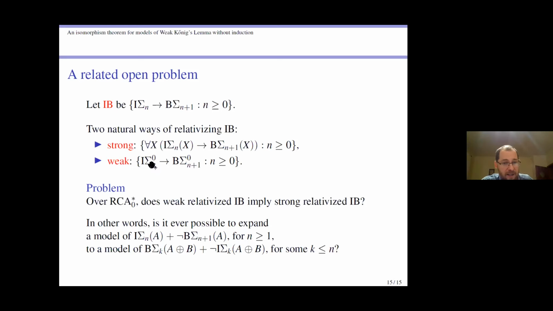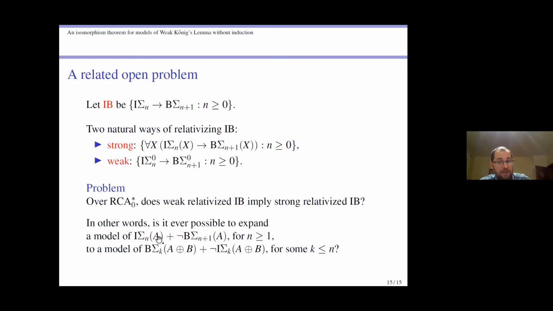So if sigma n induction holds relative to all sets, then sigma n plus 1 collection also holds relative to all sets, but there might be a set relative to which, say, sigma n plus 7 induction holds, and sigma n plus 8 collection fails. So we have this problem that we have not been able to solve so far, whether these two relativizations are actually equivalent. It would seem kind of surprising, but we've gotten used to surprises in this area.